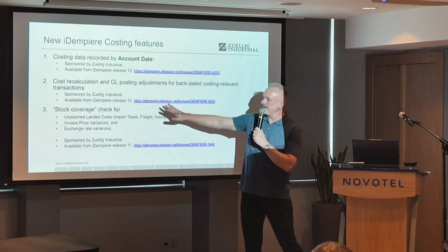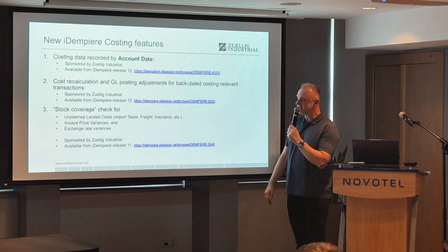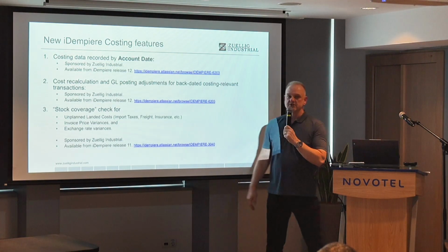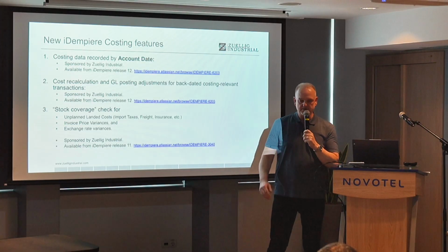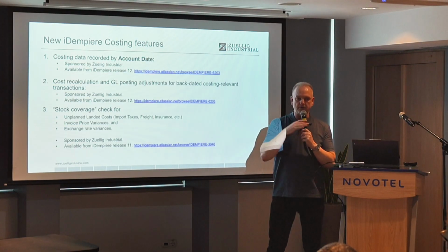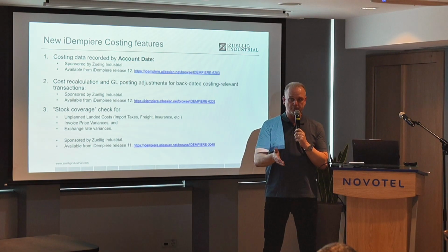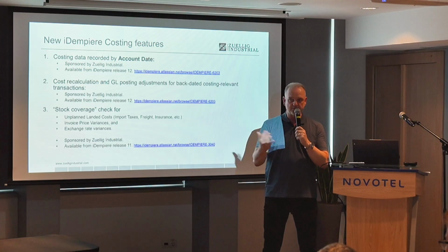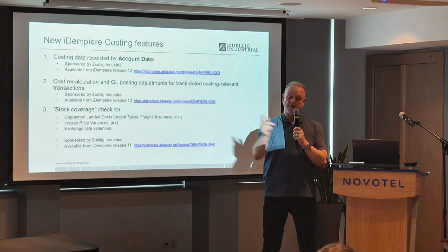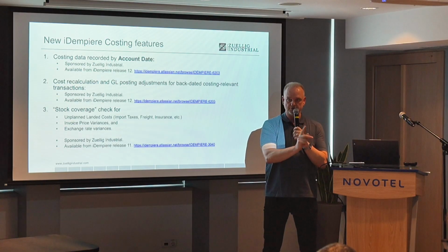And then number 3, stock coverage check. So what does stock coverage mean? Let's say, for example, I receive a quantity of 100 of a certain product, right? And I have not received my landed cost invoice yet. I should have received it, but I haven't. And then I ship a quantity of 99 to the customer.